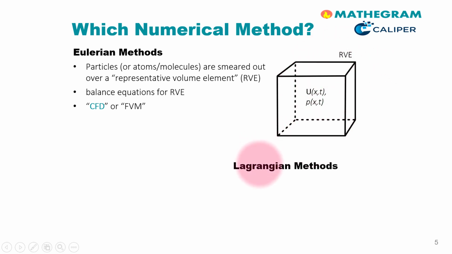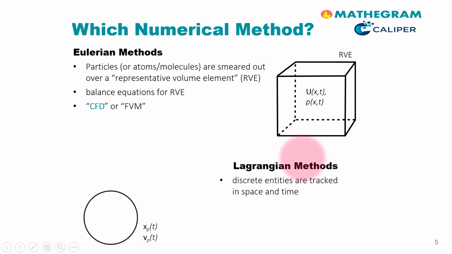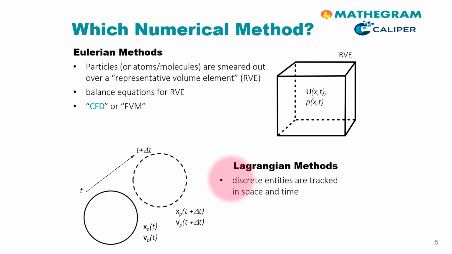On the bottom right, you see the other group of methods, the Lagrangian methods, in which we track particles in space and time. These particles, or sometimes parcels as in some applications, as we will see later, are the basis for our balance equations. As you know, the DEM is part of this group of methods. The primary predicted quantities are the particle position x and the velocity v.